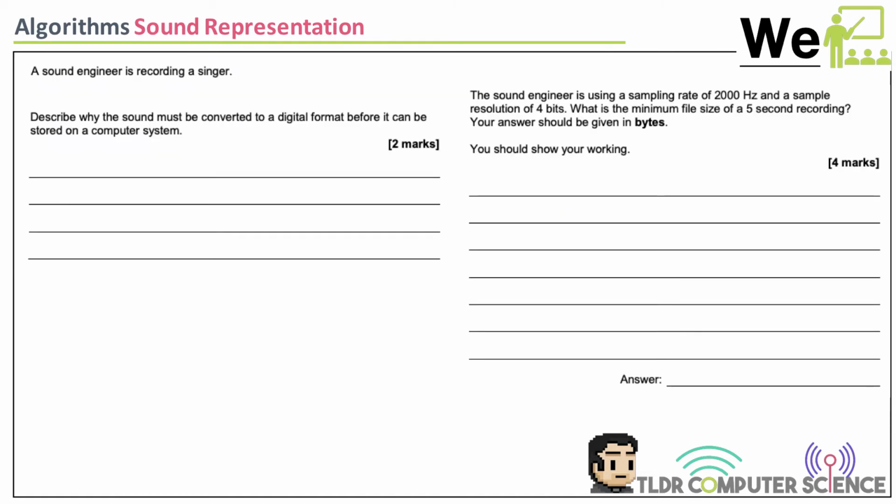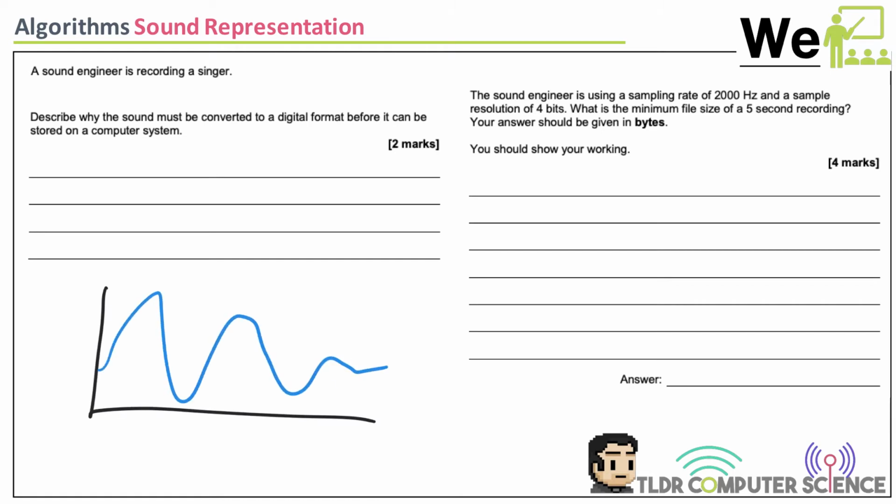Next question here. It's all about sound representation, where image representation is based on 2 things: resolution and color depth. Image representation: color depth, resolution. Sound representation, what are the 2 factors we care about? Do you remember? I believe it was sample rate. Sample rate, sample resolution. Bingo.